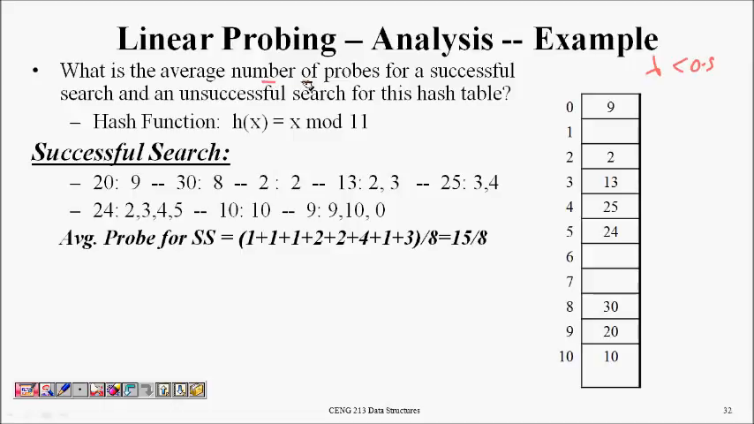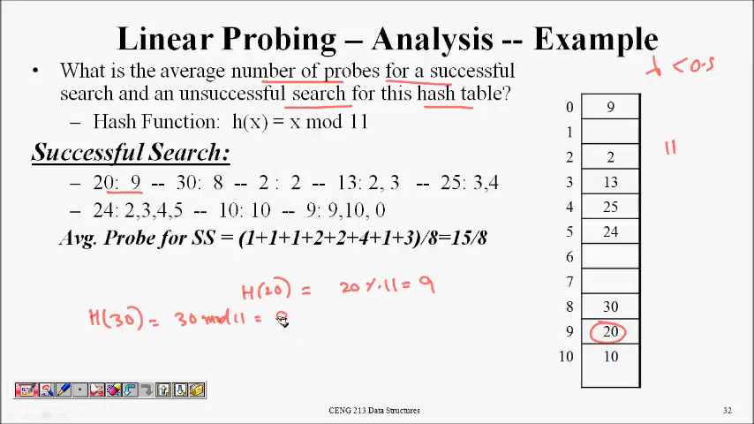Now for linear probing, it just sees what is the average number of probes for a successful search and an unsuccessful search for this hash table. This has size 11. So if you need to find 20, h of 20 is 20 modulo 11, which is 9. I find 20 here. h of 30 will be 30 modulo 11, so 8. I find 30 here, so it's just one hit directly.